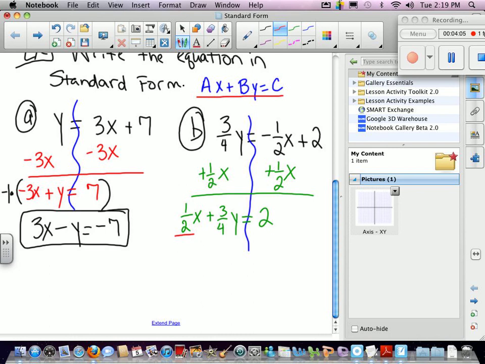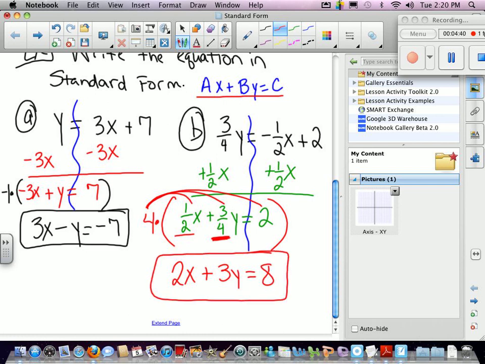Okay? If we multiply everything by 2, that takes care of the 1/2. However, that does not take care of the 3/4 right here. So what we're actually going to multiply by is the least common multiple. Okay, and the least common multiple of 2 and 4 is going to be 4. So we're going to multiply by 4. When we do that, we're actually distributing to each term. 4 times 1/2 would be 2x. 4 times 3/4 would be 3y. And 4 times 2 would be 8. Okay. So there's the equation for example B in standard form.